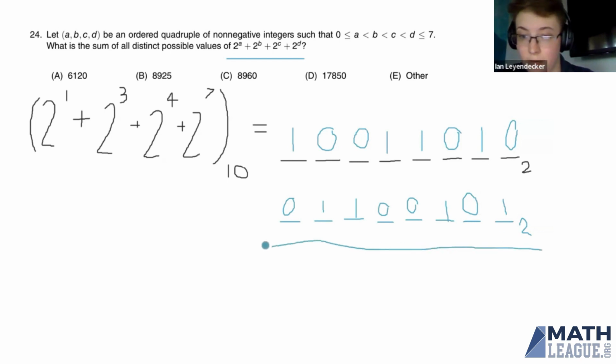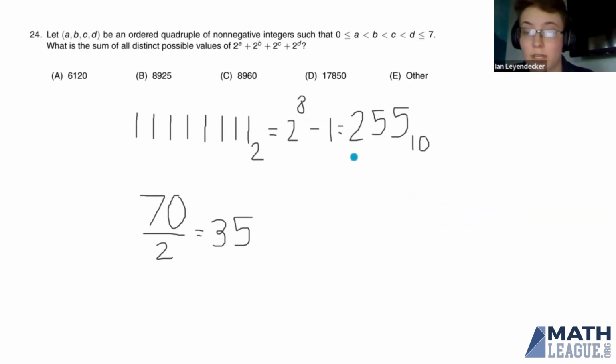In addition, if we were to add these two numbers, we would get a number that's just 8 1s in a row in base 2. And converting this number to base 10 should be fairly simple. We know that this is 2 to the power of 0 plus 2 to the power of 1 plus 2 to the power of 2, so on up to 2 to the power of 7. The next number up from that will be 2 to the power of 8, or 256. So this number, when converted to base 10, is going to be 255 base 10.